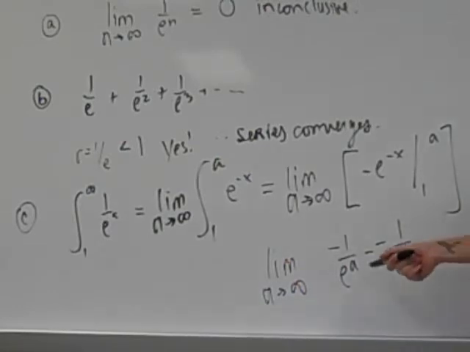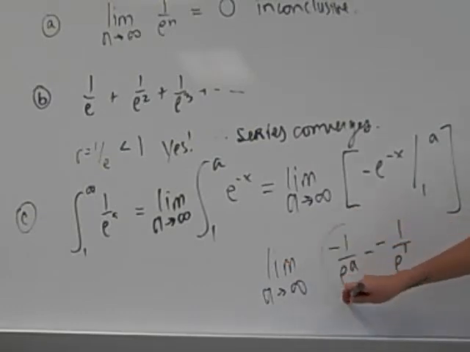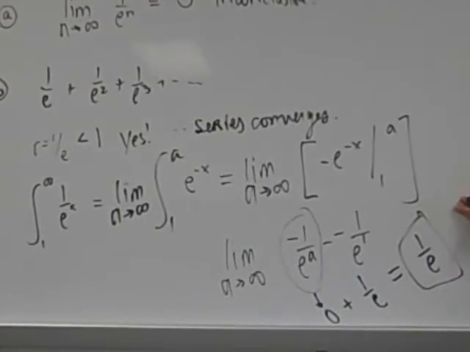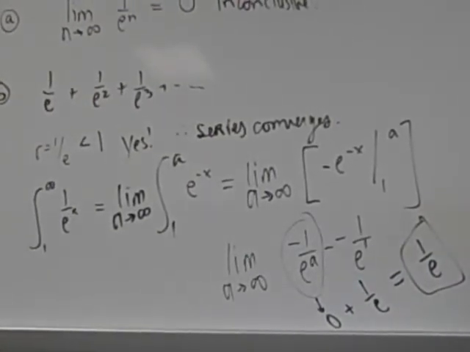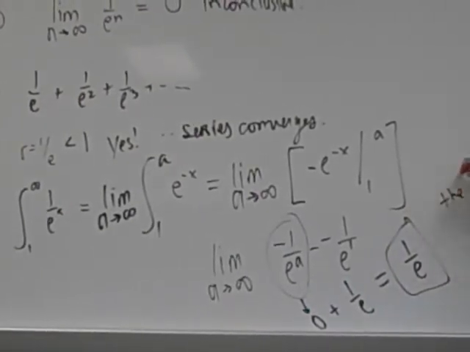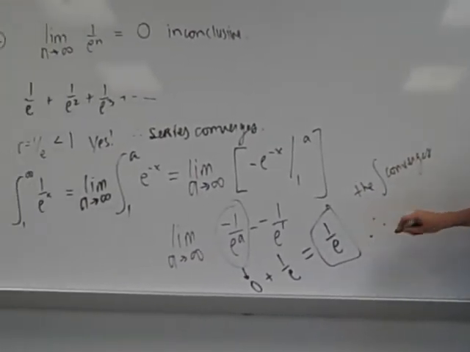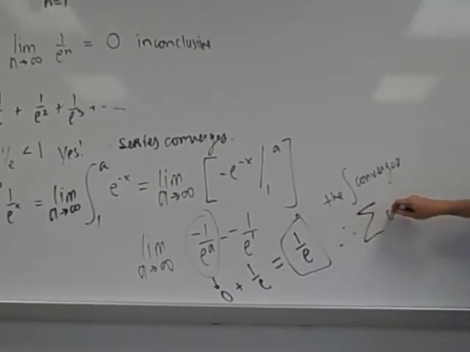And now I look at a going to infinity. So if a goes to infinity, what's the first fraction doing? 0. And then the second one, plus 1 over e. So this equals 1 over e. Does that mean that the integral converged? Yes. I got a number. So as long as I get a number and not infinity, the integral converged. So the integral converges, and therefore, the series converges.